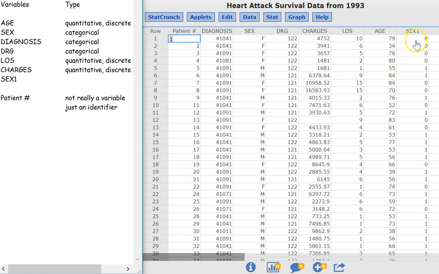Then the last one is this last column that says sex 1. This is the same as the sex column over here, only it's been converted to zeros and ones. So for this one, even though it's numerical, it's still representing categories. So it's a 0 for a female and a 1 for a male. So this one would also be a categorical variable.